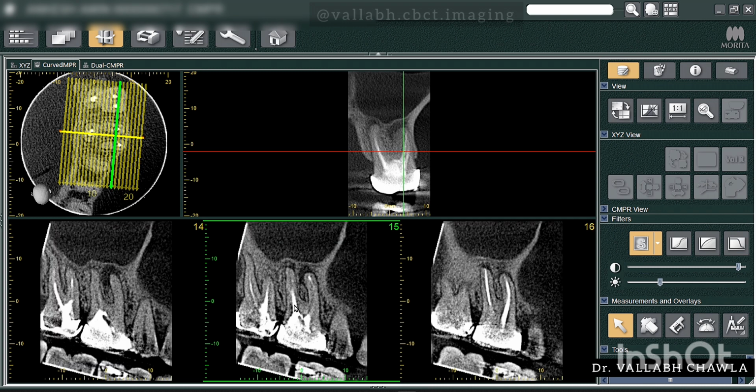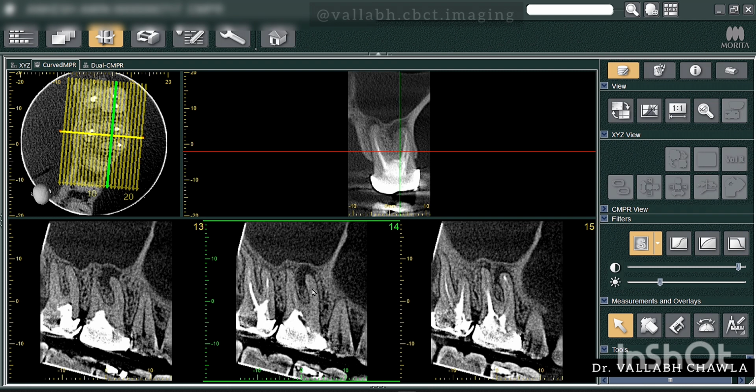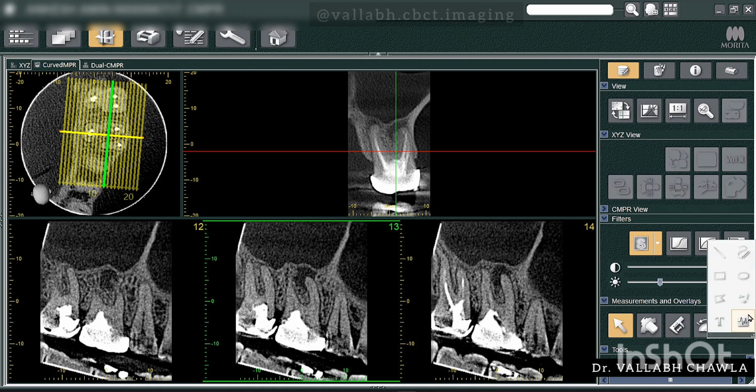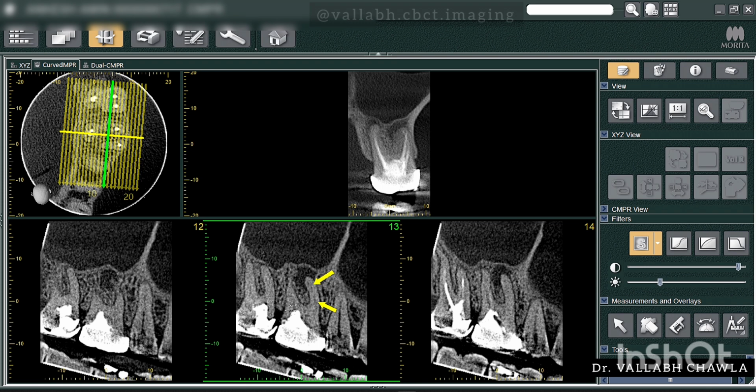Now we'll take one more section here. There's the mesiobuccal root canal infection, and there's the distobuccal root. You can see this line. There's the mesiobuccal root and distobuccal. Now you can see this. This is the mesiobuccal 2, MB2 root canal system.